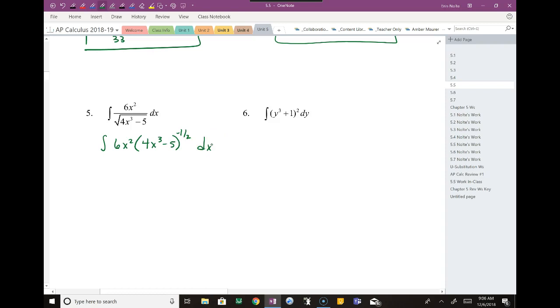All right, so when I go to do this, for me to use the reverse chain rule, I'm going to do something mentally first. If I derive this, what is the derivative of this? 12x squared. Do I have a 12x squared on the outside? Not entirely, right? It's missing a little bit, but I can at least eliminate the x squared.